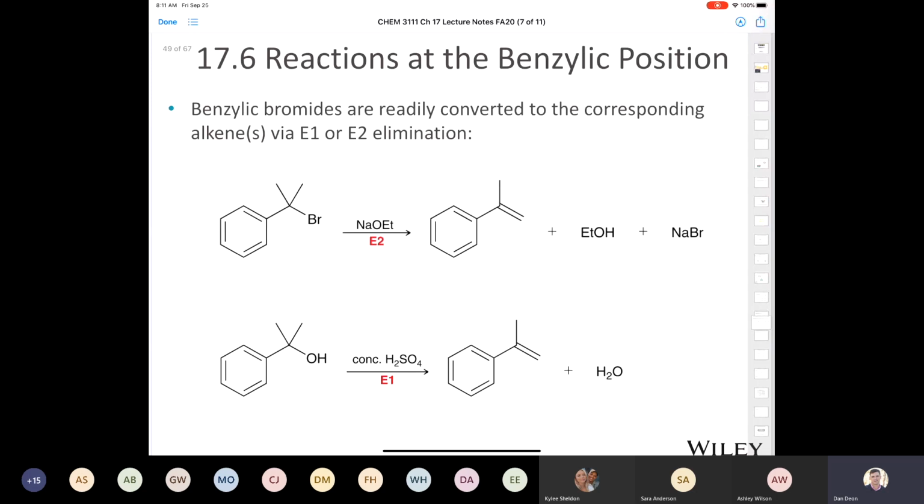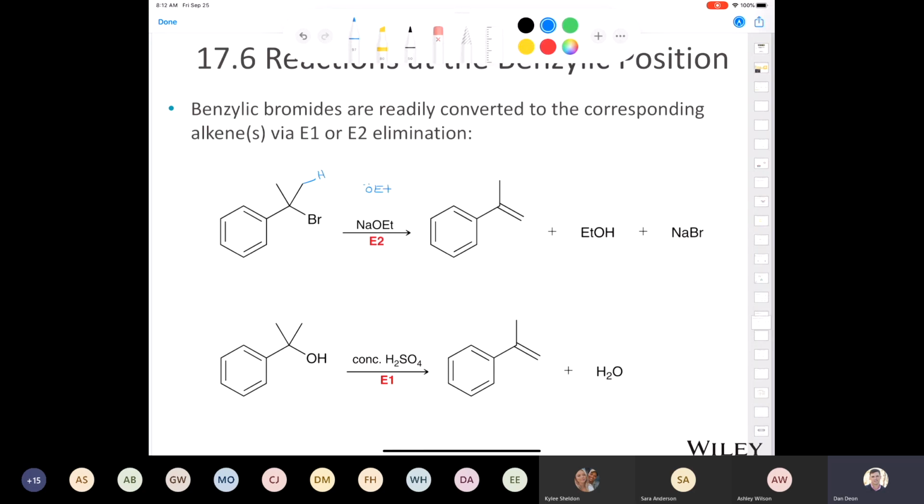What else? It says here that we can take a benzylic bromide and convert it to the corresponding alkene via an E1 or an E2 elimination. Here there's only one type of beta proton in this molecule, and the ethoxide is going to pull off one of those protons. I'm just drawing one for instructional purposes only. We get the elimination reaction like that.